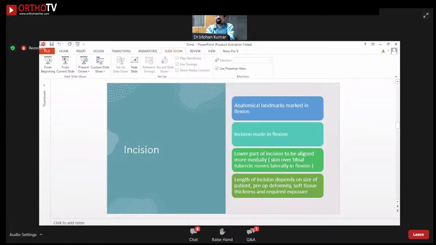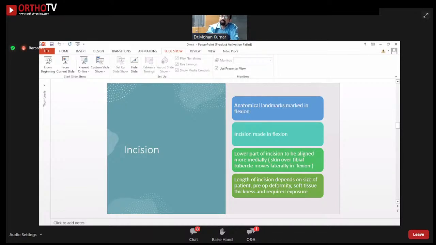So coming to incision, the anatomical landmarks should be marked with a marking pen, and for that the knee should be kept flexed, because if you mark the incision in the extended position, during flexion the skin or the tibial tuberosity moves laterally. So if you put the distal part of the incision medial, it will become lateral, and if the patient kneels, it will be directly over the scar.